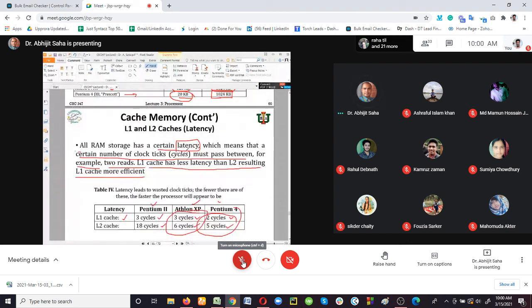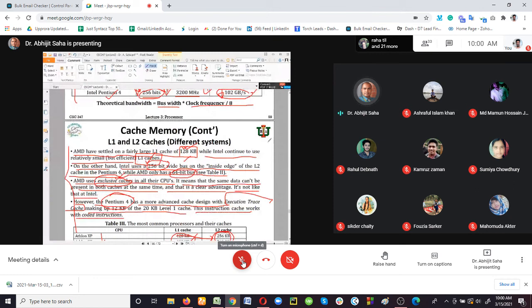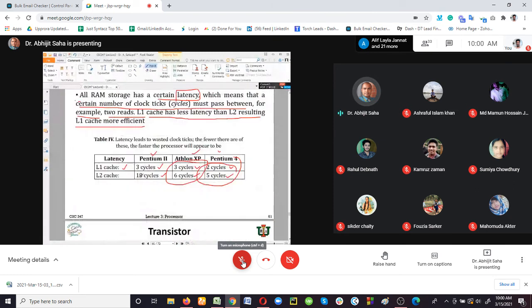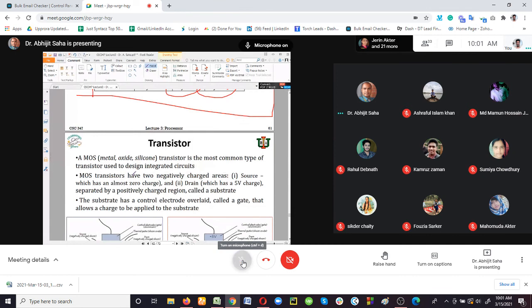So from the think tank comparison they have shown for the AMD and the Intel processor, we can easily find that the Intel design was much better than the Athlon XP, because Pentium 4 has significantly improved the latency. The latency has been reduced with the Pentium design, but not with the Athlon XP. So the Pentium 4 is much better in this comparison. Okay, do you understand? Yes, sir.